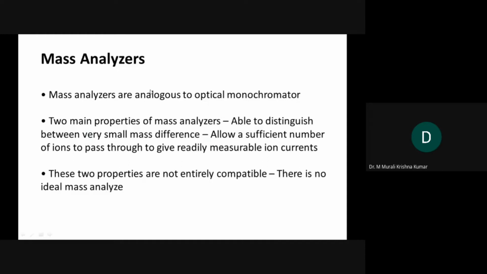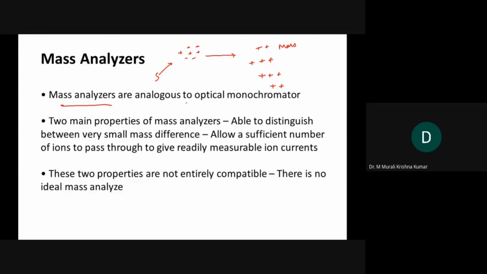Basically, a mass analyzer, because in mass spectrometry, what is happening? In the beginning, you'll be giving a sample and the sample will be converted to ions. So these ions now have to be separated into different sectors based on their mass. Okay, because when you are giving energy, there is a possibility that the molecule can get degraded to different parts. You can have molecular ion and you also can have fragment ions. So they are all supposed to be separated.